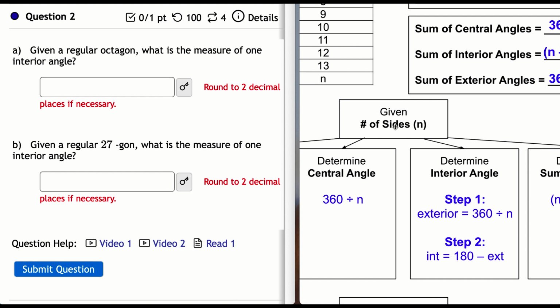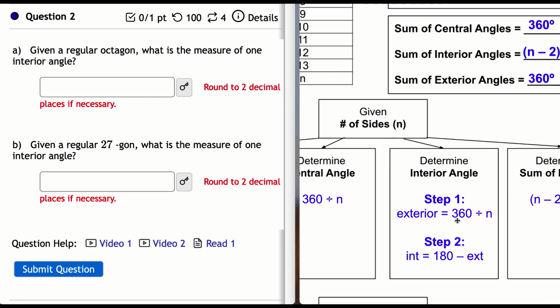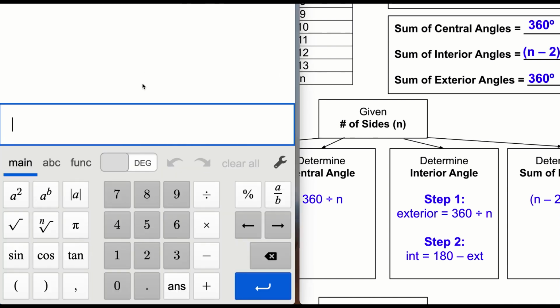This one tells you that you have an octagon, so we have 8 sides. Now, if it asks you to find the measure of one interior angle, it tells you the steps right here. It says, hey, take your number of sides and then just divide it into 360. That's what we'll do first. So let's go through the steps and try it on a calculator.